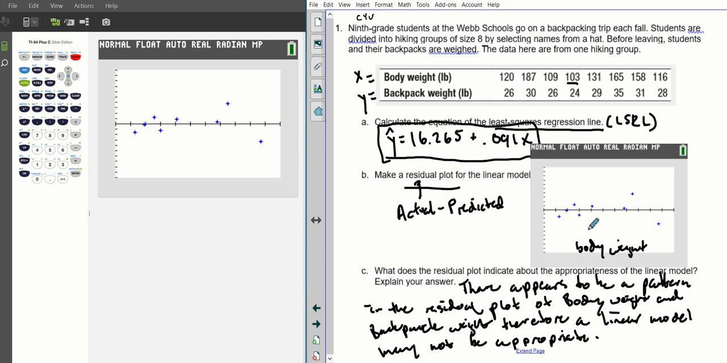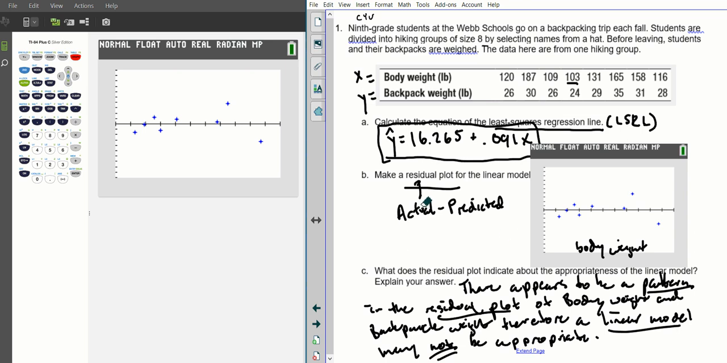Because we see a pattern in a residual plot, the linear model would not be appropriate. We would probably want to see more definite changes in the pattern, maybe a little bit more scattered throughout. Maybe this one goes down here a little bit, and this one's up here a little bit, and we see a bunch of scatteredness.